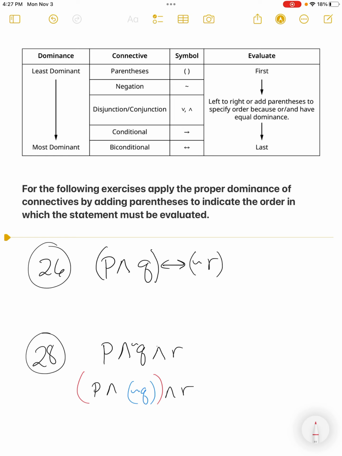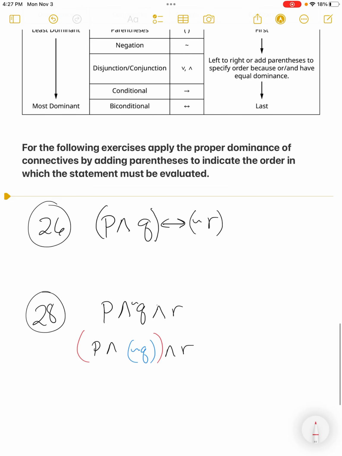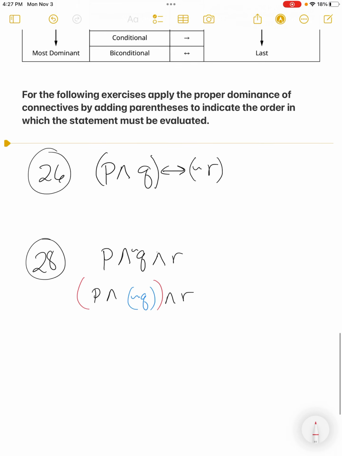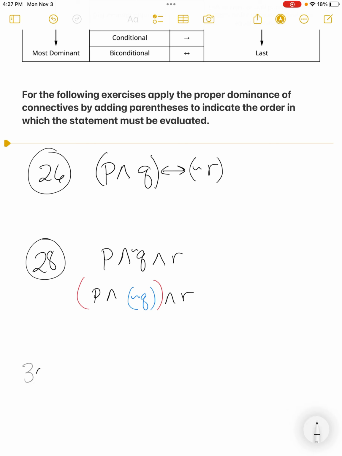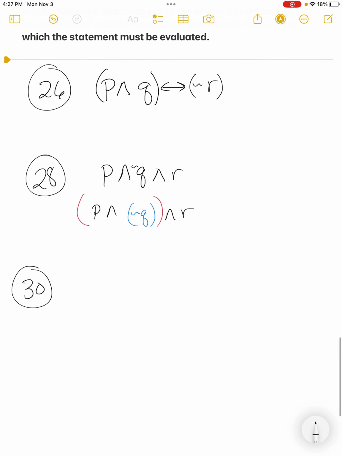Then you do the first and, the one that's farthest to the left, P and negation of Q. That's why I put it in the red parentheses, and R. It may feel strange to put these parentheses in, but just remember, what you're doing is saying this would happen first, and this would happen next as you go through. Let's look at something like 30, because it will match 31, which will be your last problem. So let's look at 30.